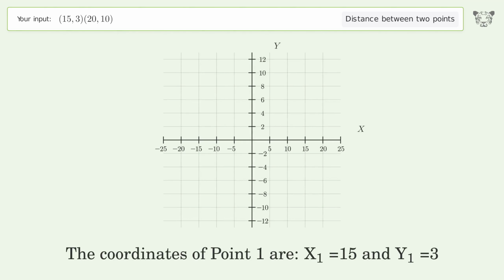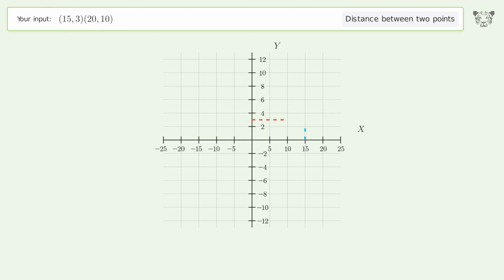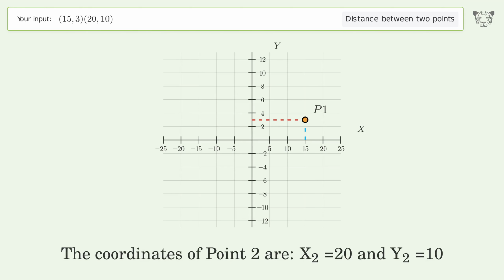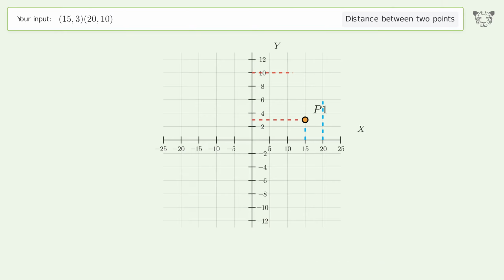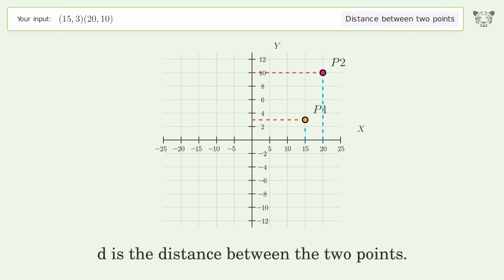The coordinates of point 1 are x1 equals 15 and y1 equals 3. The coordinates of point 2 are x2 equals 20 and y2 equals 10. D is the distance between the 2 points.